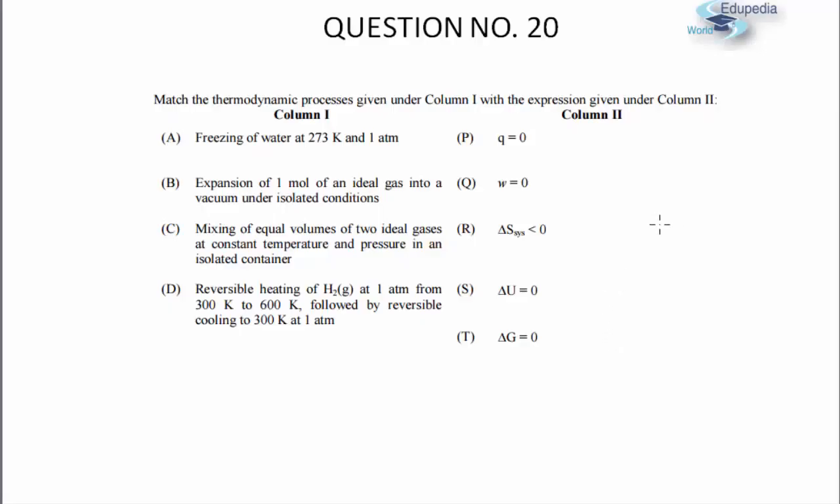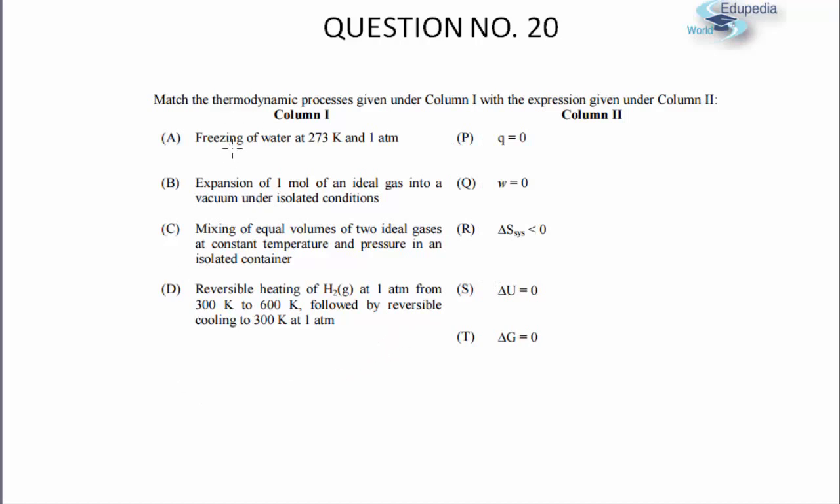Okay students, let us look at question number 20. Question number 20 is a matrix match type of a question from thermodynamics and it's a fairly conceptual question. Let us try and solve it. It says that match the thermodynamic processes given under column 1 with the expression given under column 2. So basically we have been given some thermodynamic processes and we have to match the particular processes with their properties which are given in column 2.